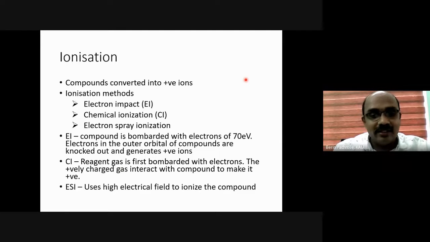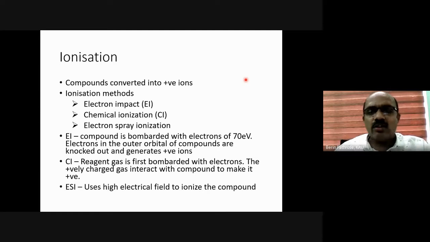I have given here electron impact ionization, EI, chemical ionization, CI, and electrospray ionization, ESI. Then we have several other ionizations such as APCI, atmospheric pressure chemical ionization. Then MALDI, which means matrix assisted laser desorption ionization. Just remember that there are several kinds of ionization techniques. These are the common ones: electron impact ionization, chemical ionization, and electrospray ionization.